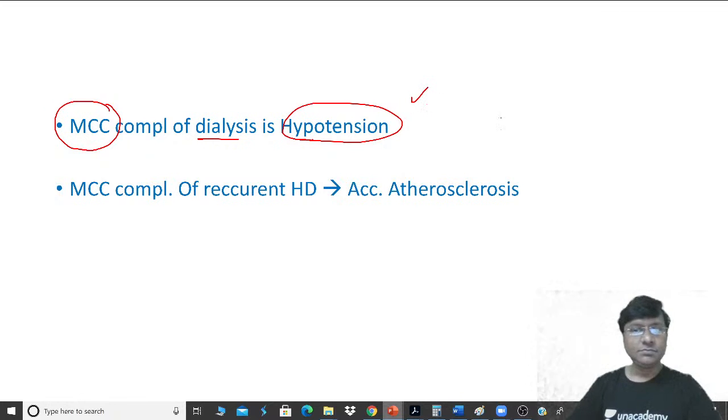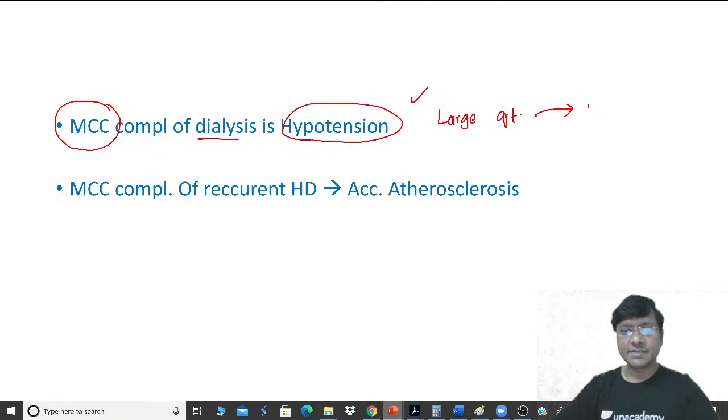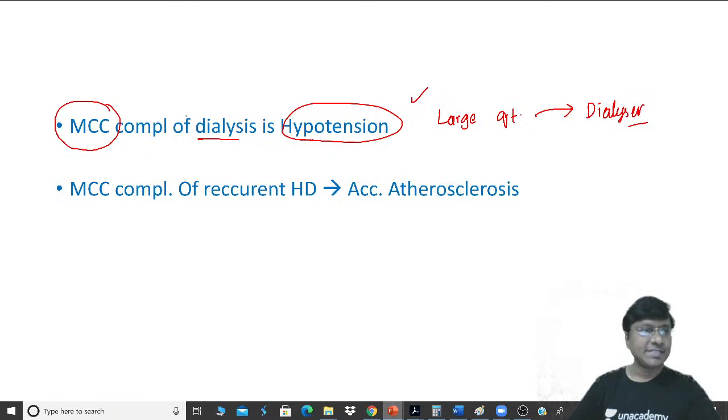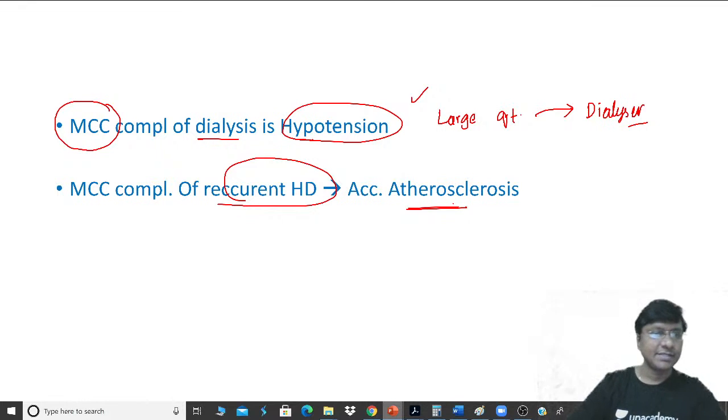Why is hypotension most common? Because a large quantity of fluid is taken out by the body and sent into the dialyzer. That is the reason why this individual can develop hypotension. And the most common complication of recurrent hemodialysis is accelerated atherosclerosis.